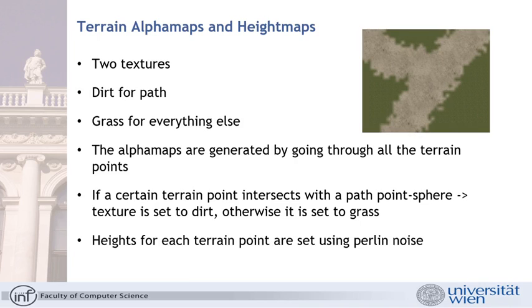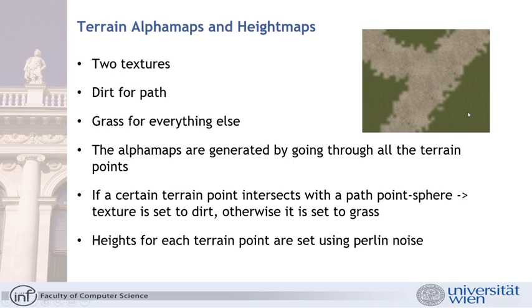The terrain uses 2 textures, a dirt texture for the path and a grass texture for everything else. Here the alpha maps are generated by going through the terrain points, and if a certain terrain point intersects with a path point sphere, the texture for the terrain point is set to dirt, and if there's nothing, or better said otherwise, it is set to grass texture. A randomly generated offset is used here as well when calculating the intersection in order to achieve a more realistic dirt-grass pattern like we can see here in this picture.